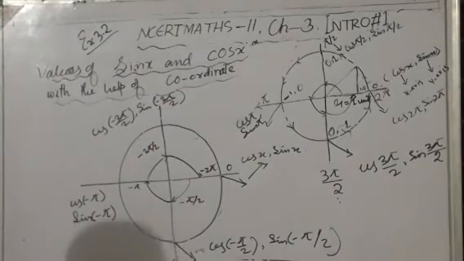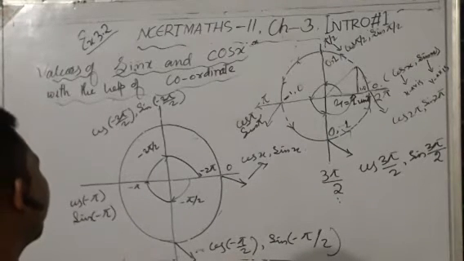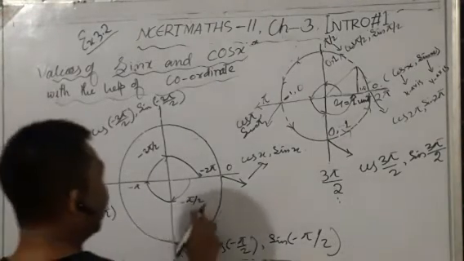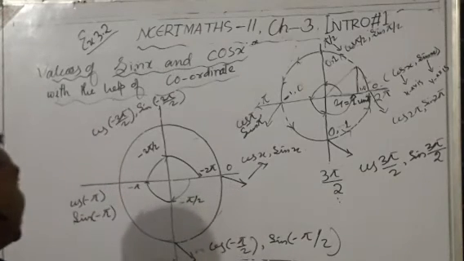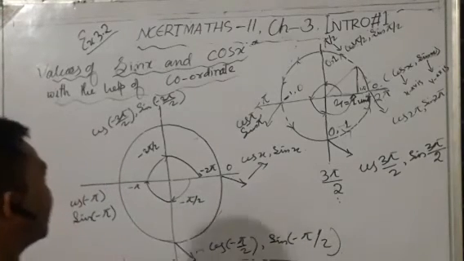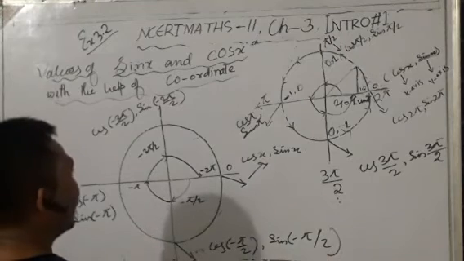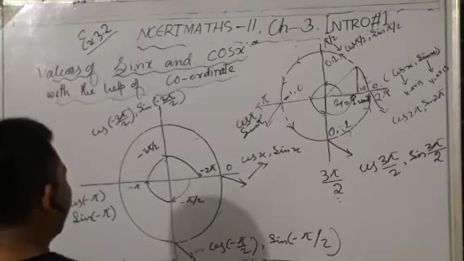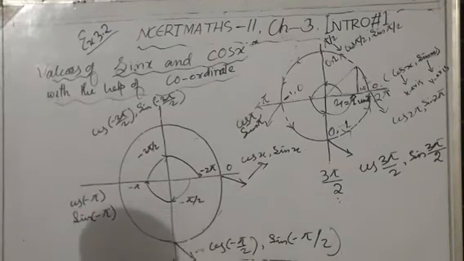The value will remain the same, correct? So for minus pi by 2 it will remain the same, there is 0 and 1. Okay, before writing it, please pause the video and write it down.